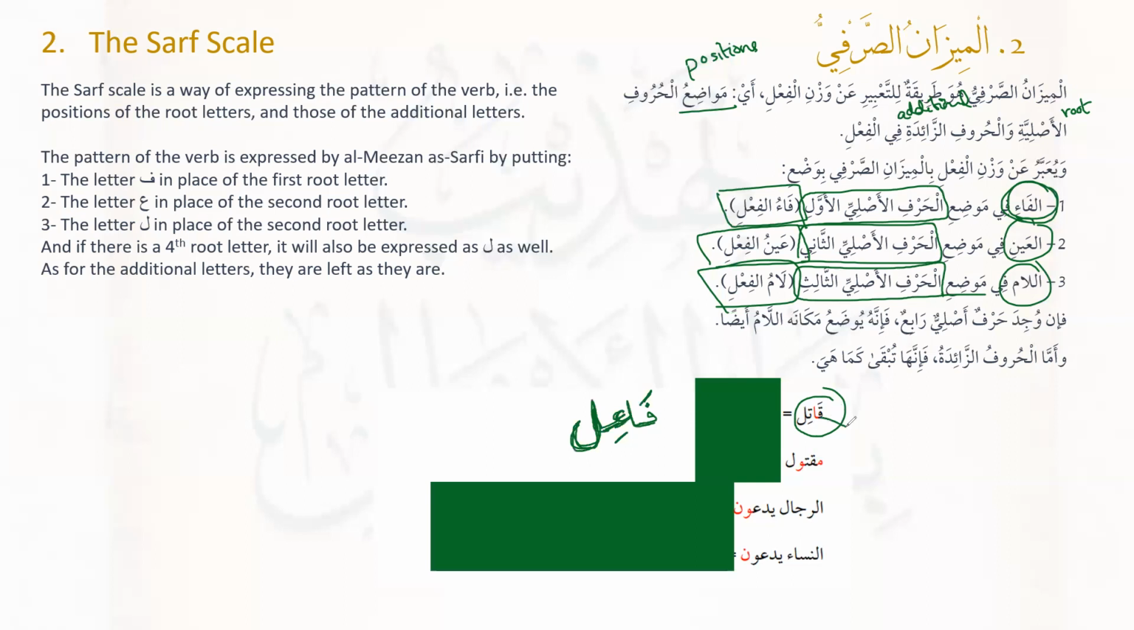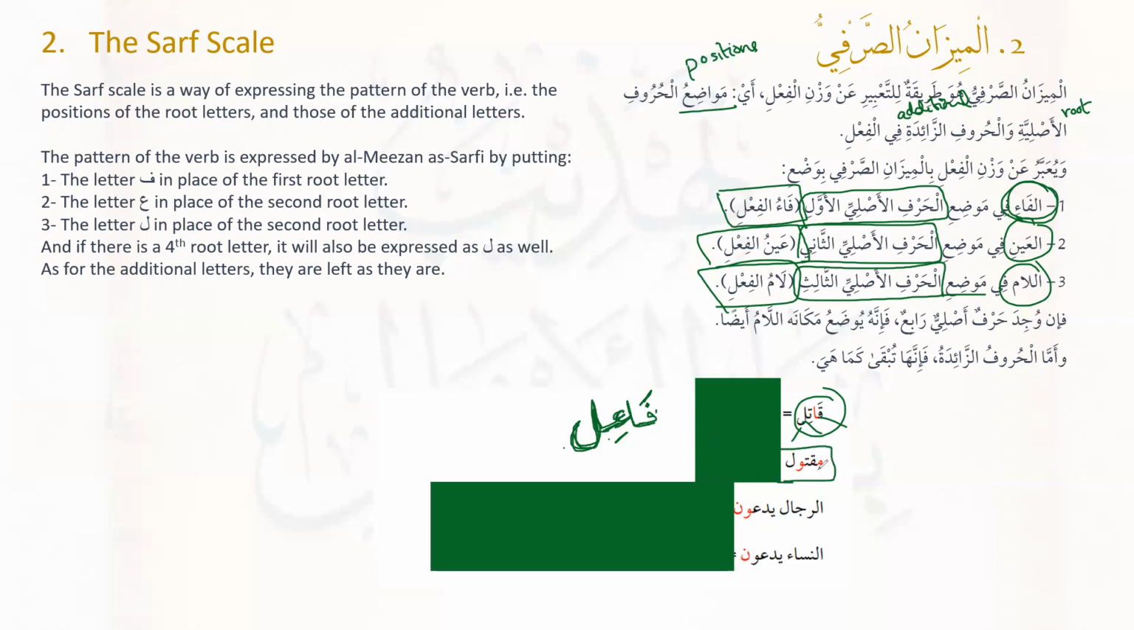He will right away grasp that, oh, okay. So the qaf is the root letter, the ta and the lam, because fa'il lam. So you say qatil is ala wazn fa'il. Qatil ala wazn fa'il. Okay, maqtul, the one who is killed.